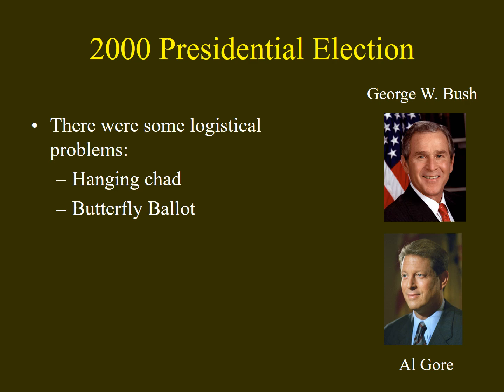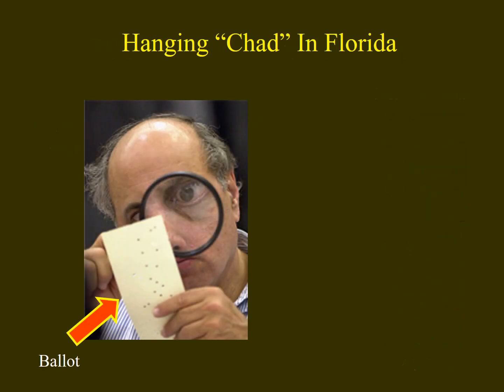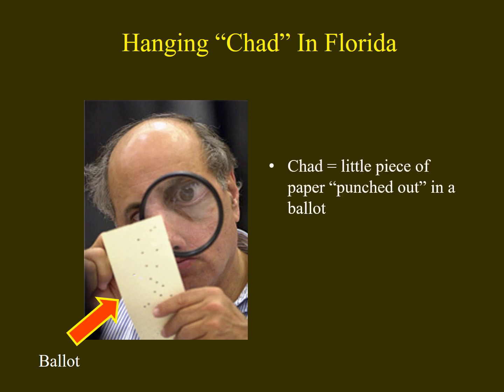This was the election between George W. Bush, who had been the governor of Texas, and Al Gore, who had been the vice president. These dealt with the so-called hanging chad and the butterfly ballot. I'll try to explain how this worked. The arrow here is pointing to a ballot that was used in one of Florida's counties in the 2000 election. You would place that ballot into a machine, and then you would poke a hole next to the name of the person that you wanted to vote for.